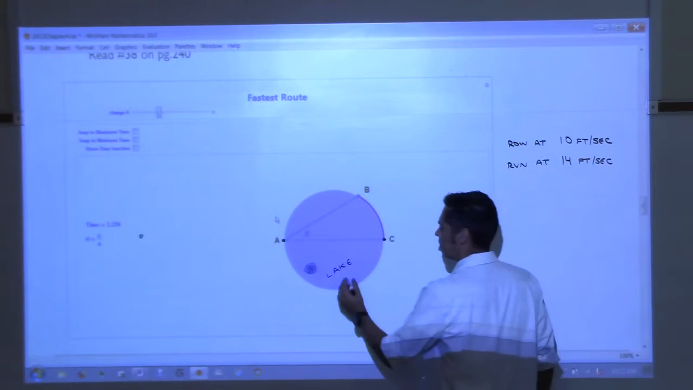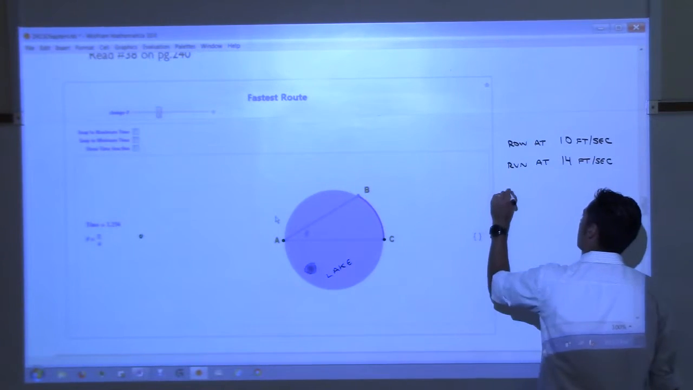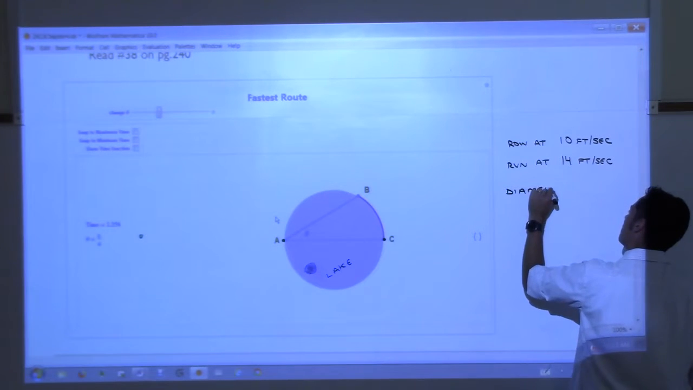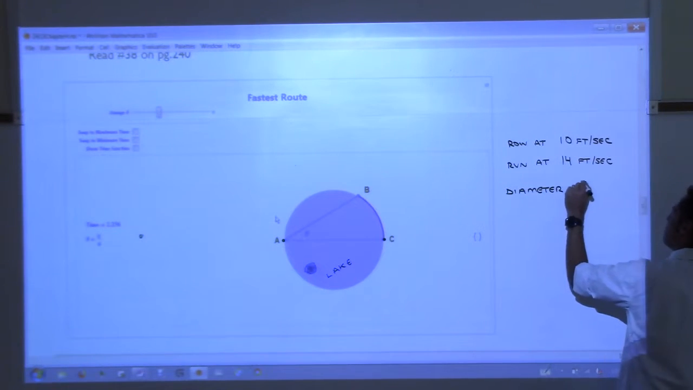The lake, across the diameter of the lake, it's a pond. Let's make it a pond. Diameter is 500 feet.